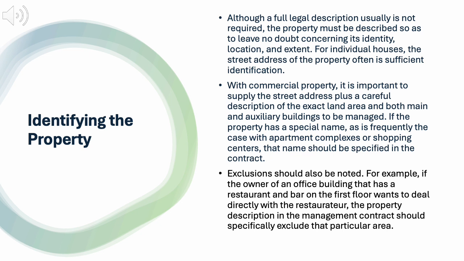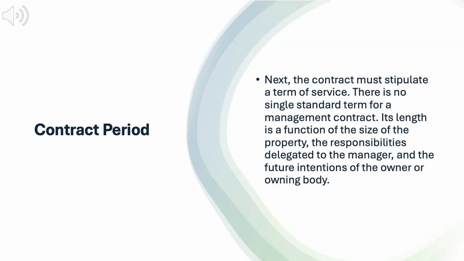If the property has a special name, as is frequently the case with apartment complexes or shopping centers, that name should be specified in the contract. Exclusions should also be noted. For example, if the owner of an office building that has a restaurant and bar on the first floor wants to deal directly with the restaurateur, the property description in the management contract should specifically exclude that particular area. Contract period.